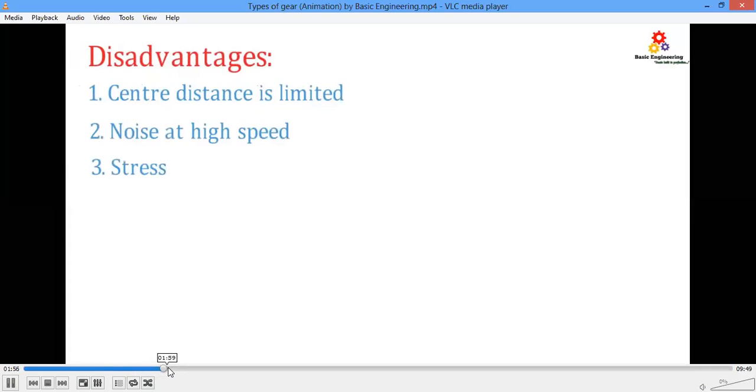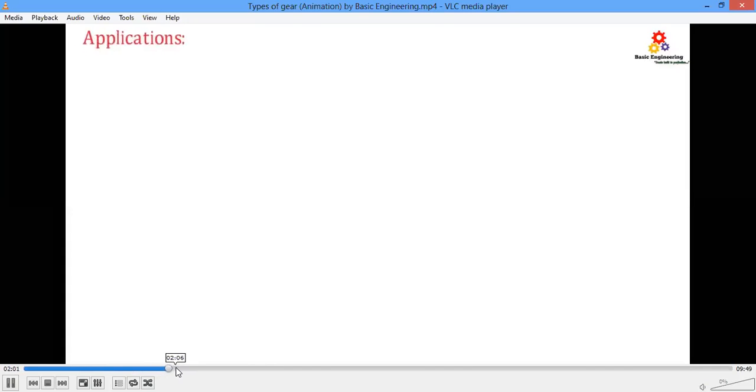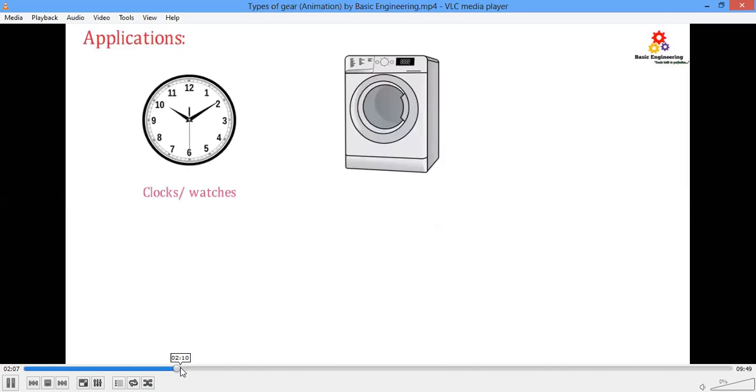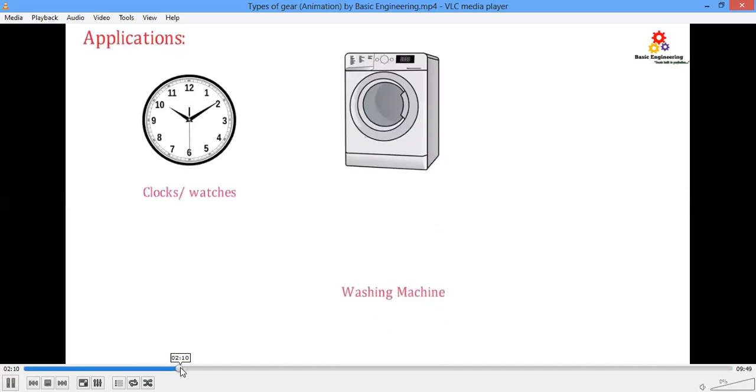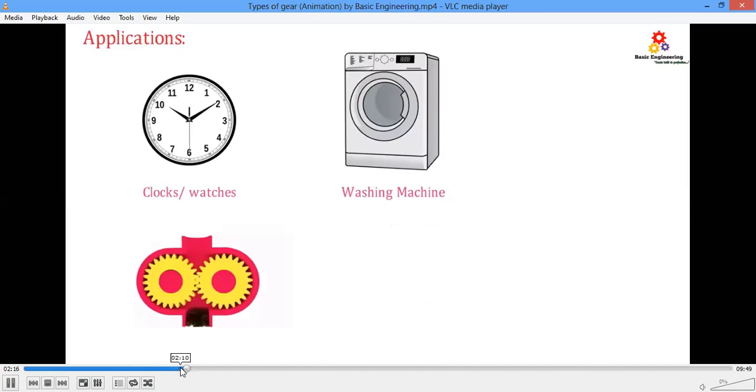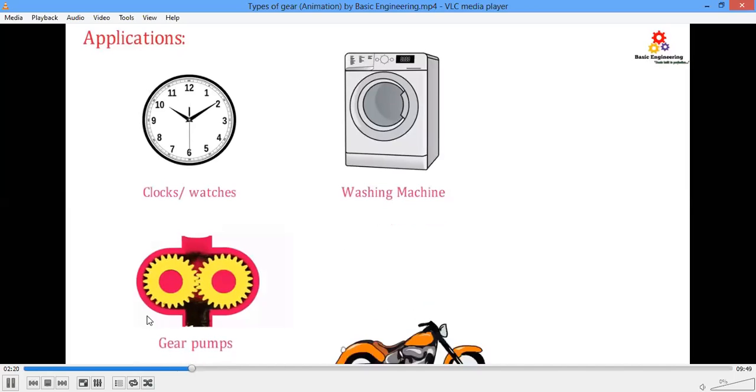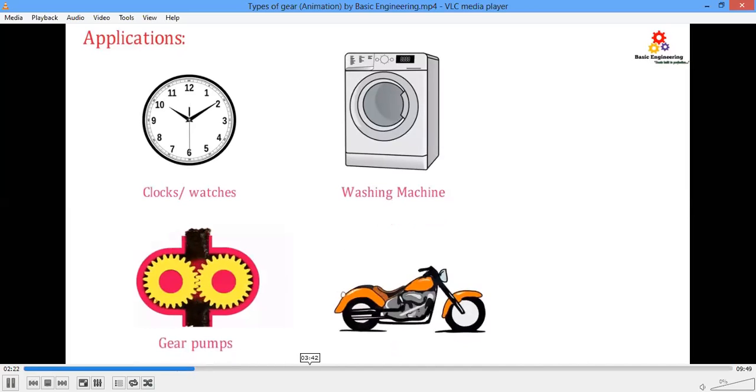And the stress, meaning the load on each tooth at a particular time, will be more. So gears are used in our clocks, mechanical watches, washing machines, then lathe machines, hydraulic pumps. Gear pumps are there, as you can see. The vehicles also use them, automobile applications.